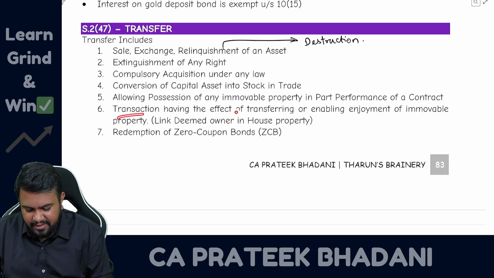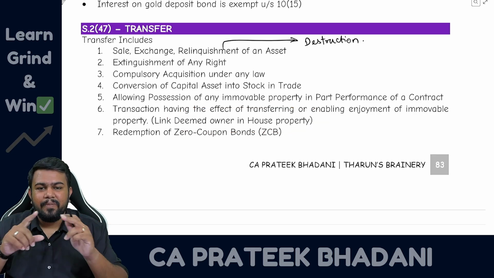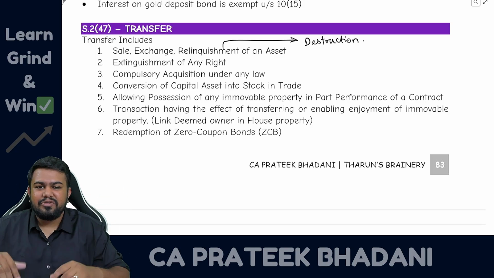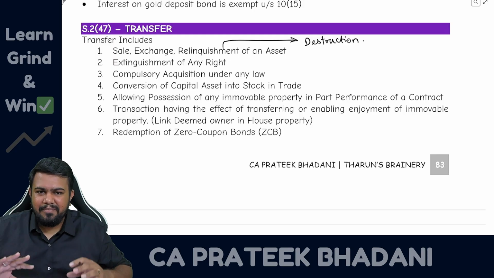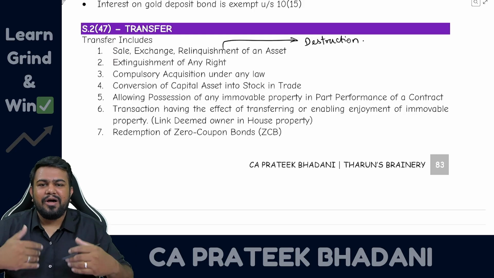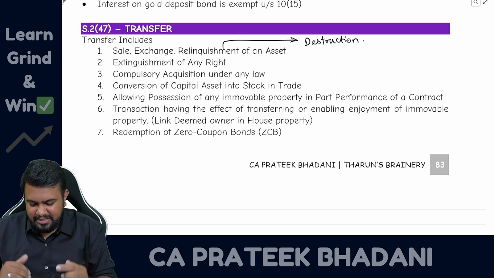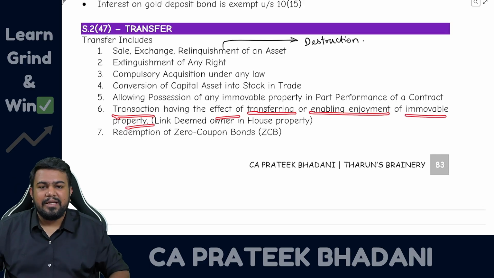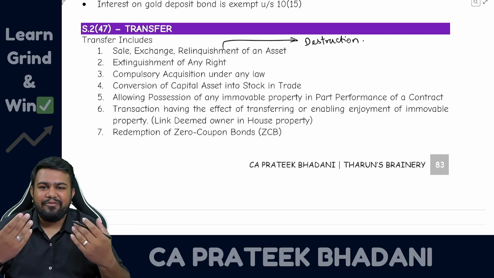Then transaction having the effect of transferring or enabling the enjoyment of immovable property. So this also you should link with deemed owner concept in house property. There I would have told you that there will be a society or a company, and the building will be in the name of the society or company. People who are living in that building will be considered as member or shareholder. So if the member or shareholder is transferring their membership or shares to another person, then their flat in the building is also transferred to another person. So this is what transaction that is having the effect of transferring or enabling the enjoyment of immovable property. So if I am transferring the shares, then it is considered that my flat is also transferred and I have to pay the capital gains.